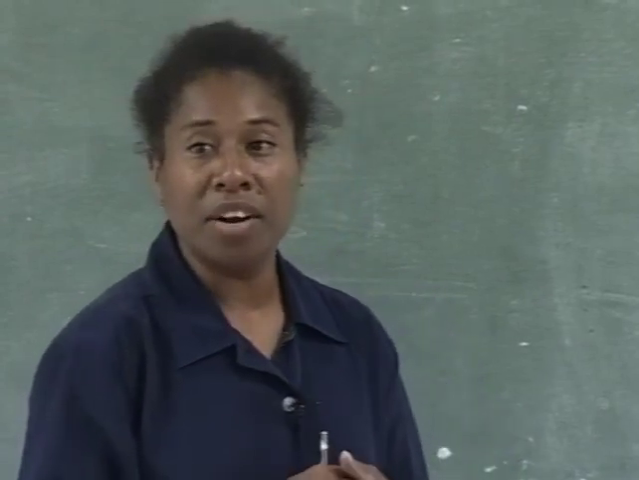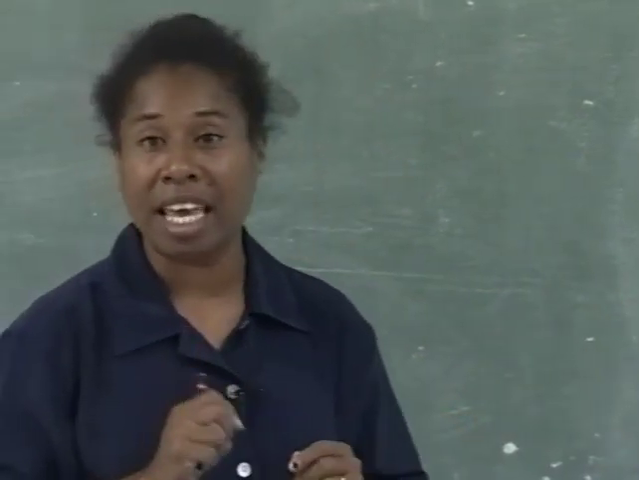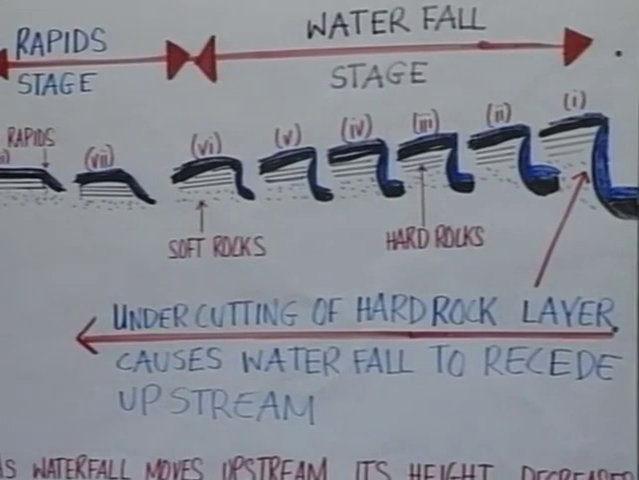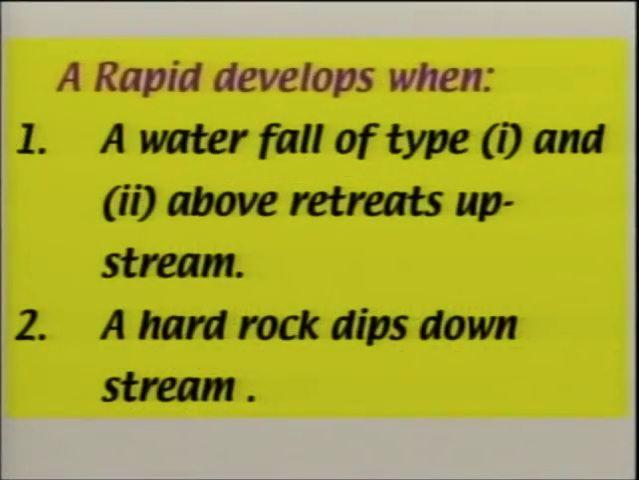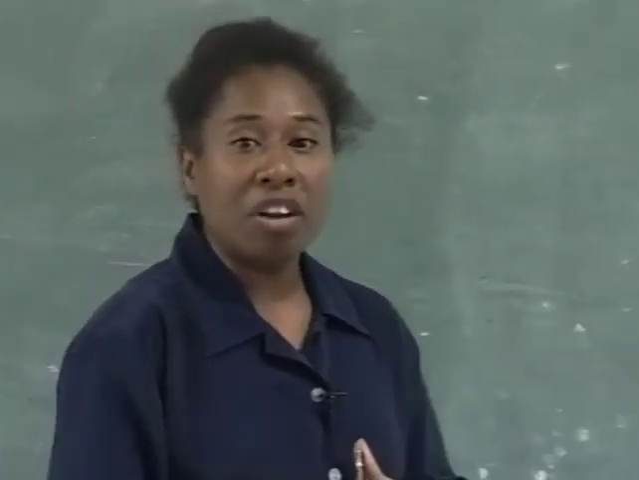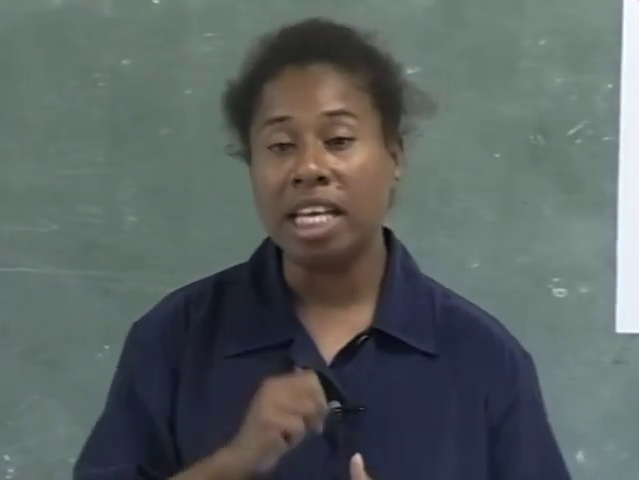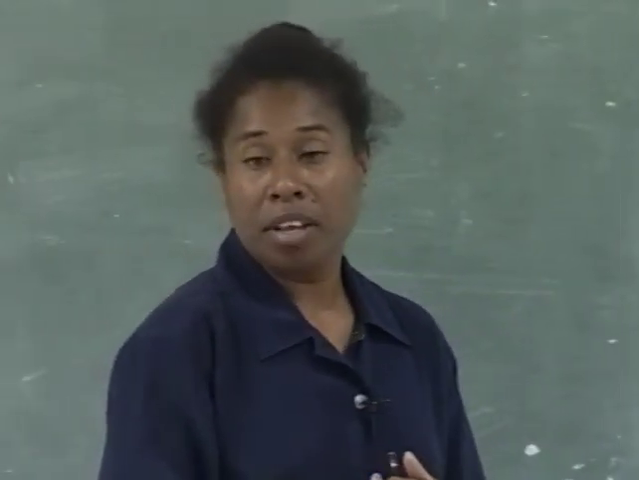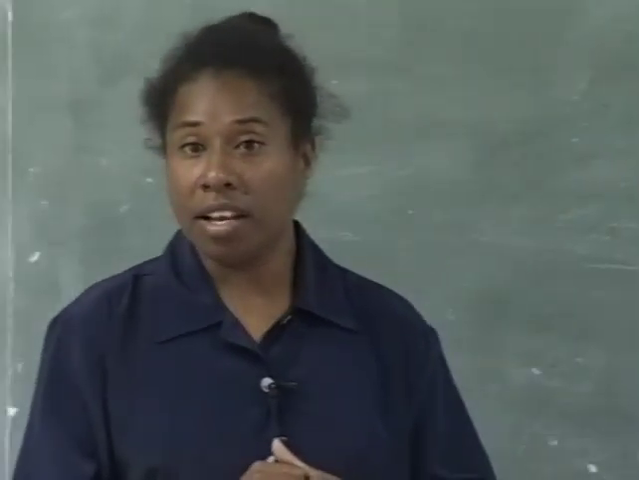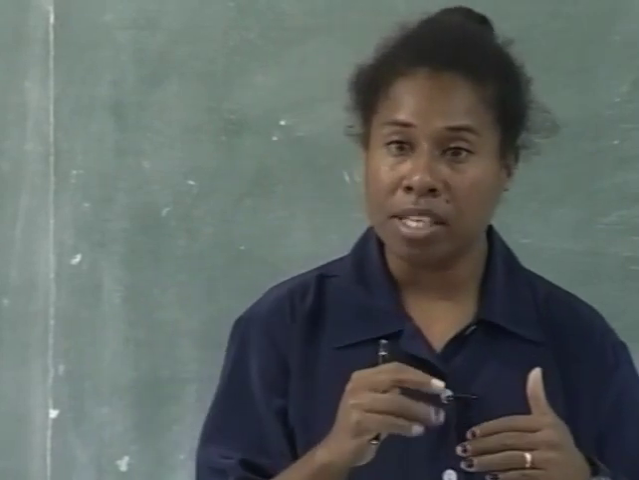Okay, if there are no questions, then we'll move on to the second way in which rapids are developed, and that is simply by looking at the way in which the hard rock is laid along the riverbed. Remember, when we were looking at the development of a waterfall, especially in the second diagram, I mentioned that the hard rock dips upstream.